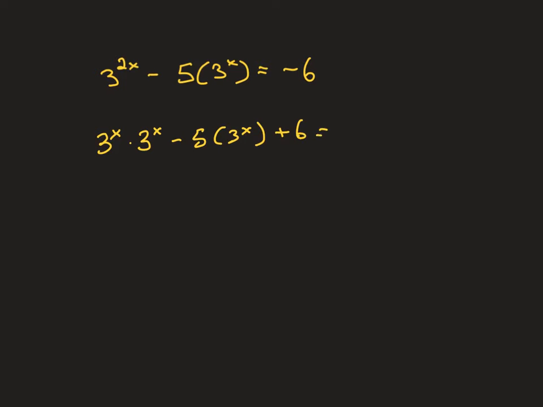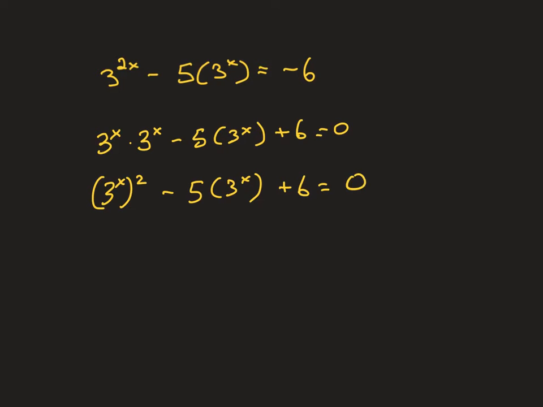All right, we've got 3 to the power of 2x minus 5 times 3 to the power of x equals negative 6. Well, 3 to the power of 2x is 3 to the power of x times 3 to the power of x. Minus 5 times 3 to the power of x, let's say plus 6 equals 0. This is 3 to the power of x squared minus 5 times 3 to the power of x plus 6 equals 0.